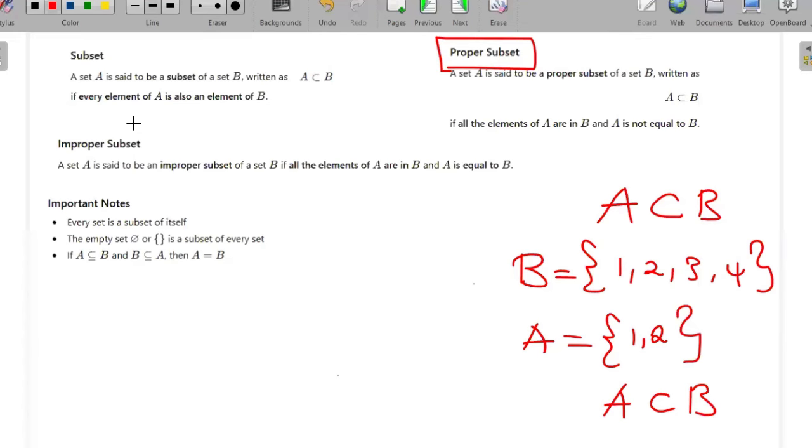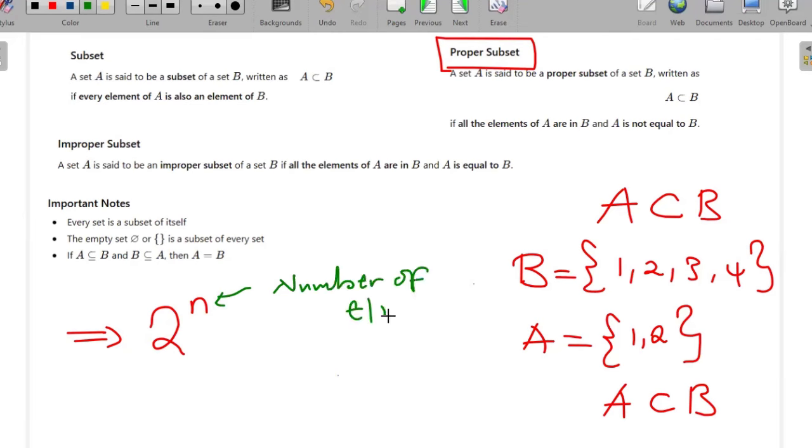Then that will take us now to the formula for finding how many subsets a certain set is going to have. The formula for finding the number of subsets that a certain set is going to have is simply 2 to the power n. This n here represents the number of elements. So if they give you a set with maybe 4 elements, then how many subsets is it going to have? It will be 2 to the power 4.